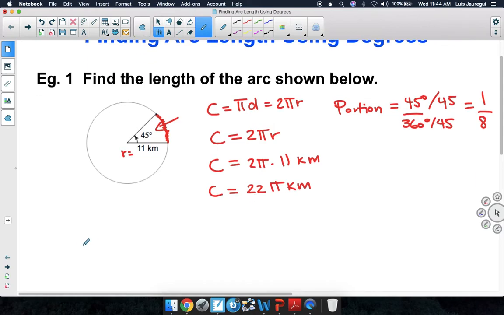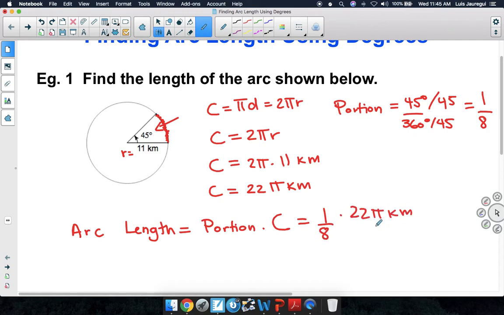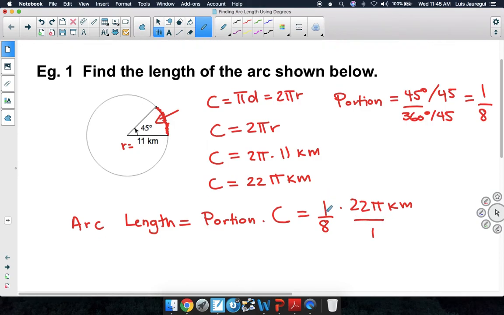Now, to find the arc length, we're going to multiply the portion by the circumference. So let me write that down for you. So arc length is equal to portion times the circumference. In this case, we're going to get 1/8 times 22 pi kilometers. Now let me put a 1 under the 22 pi so we can multiply things out in here. So we get arc length is equal to 1 times 22 pi kilometers is just 22 pi kilometers. And then 8 times 1 is just 8.